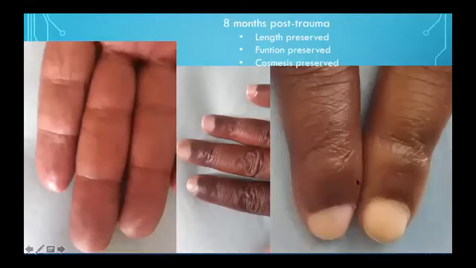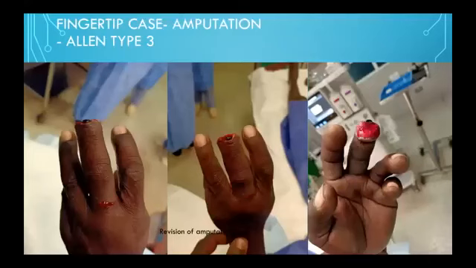This is about 8 months post reconstruction. The fingertip is hardly visible. You can see the index finger here. You can hardly see the scar, and of course the nail plate is similar to the one on the opposite side. We achieved both length, we achieved cosmesis, and we preserved function. A very happy client.